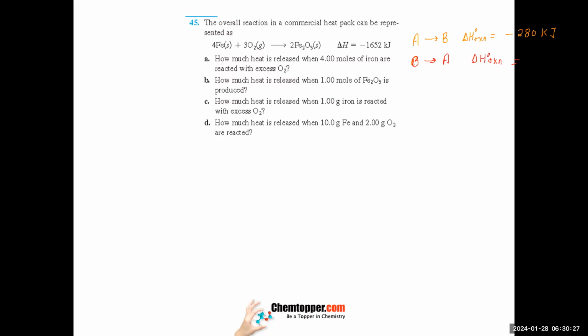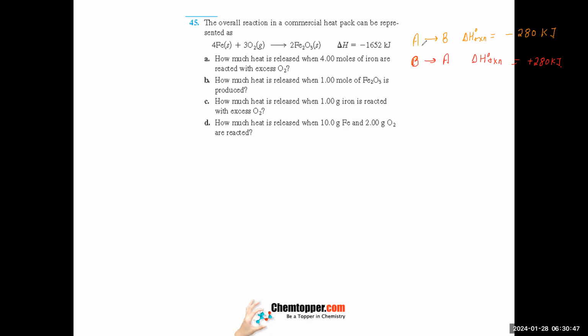I just reversed it, Dhruv. I didn't multiply it by any factor. I didn't multiply this equation by any factor. I just reversed it. So it will be plus 280 kilojoules per mole, right?